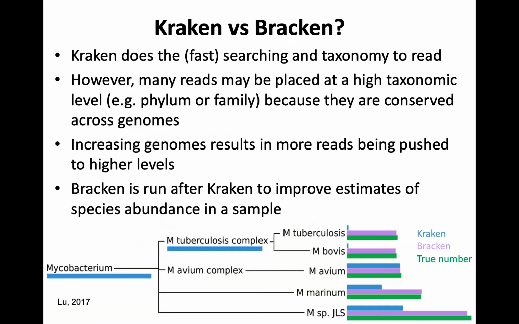The other thing is that you'll often hear with Kraken, it's super confusing, is that you should run Bracken after Kraken. Nice terminology. I'm not going to go deep into this, but you can imagine that if you sequence more and more genomes, and you try to map these K-mers as you add more genomes, it's going to start to push a lot of those K-mers up the tree because they're going to be shared more. And you almost lose taxonomic resolution.